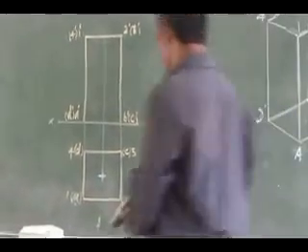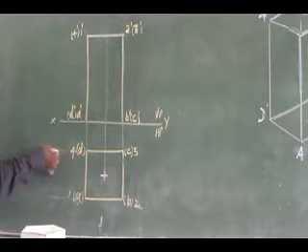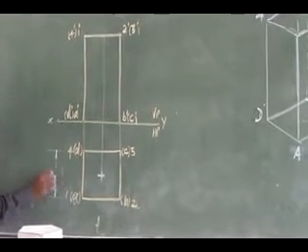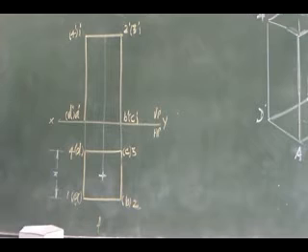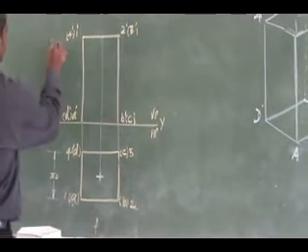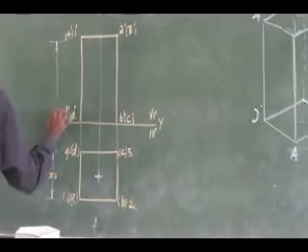Then you have the dimensions. You have to dimension the given details carefully. This is 30. This is 30. And the axis height is 70.